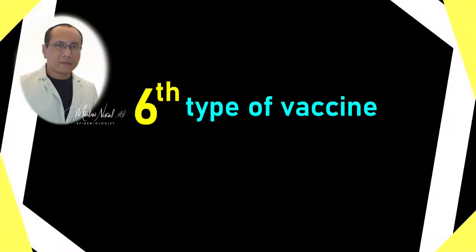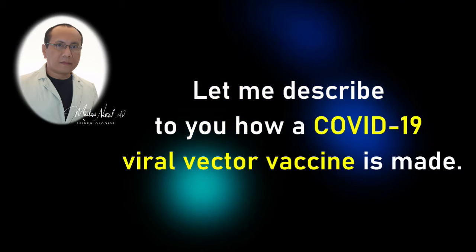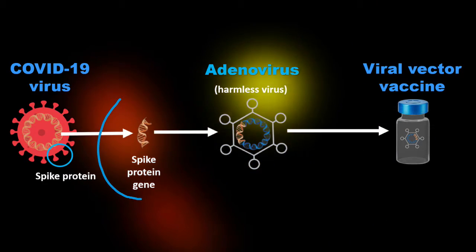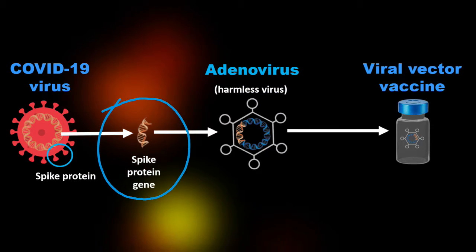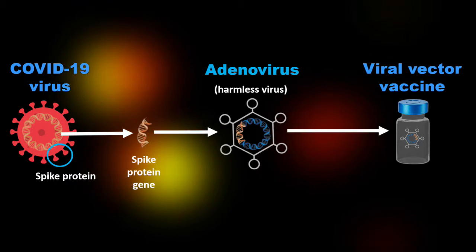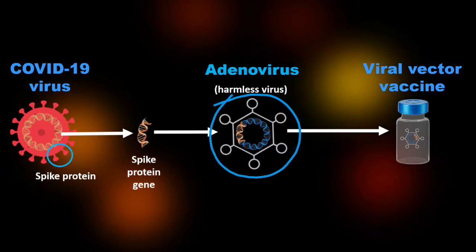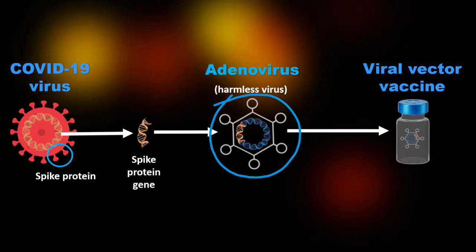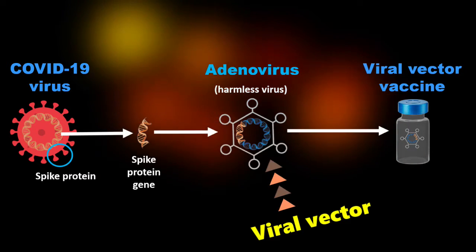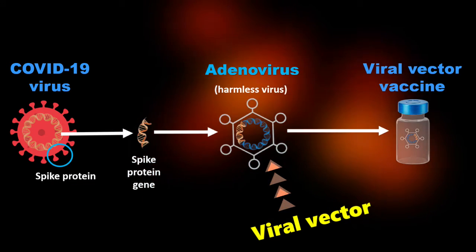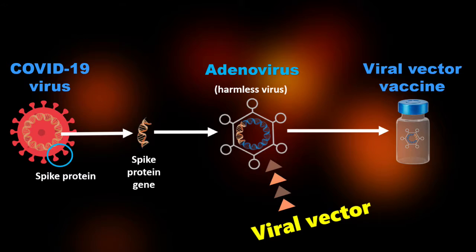The sixth type of vaccine is viral vector vaccine. Let me describe to you how a COVID-19 viral vector vaccine is made. First, genetic material is extracted from the spike protein of the COVID-19 virus. Second, the extracted spike protein gene is inserted into the gene of a harmless adenovirus. The virus is harmless because it cannot replicate, therefore, loses its ability to cause disease. The adenovirus now becomes a viral vector, meaning it serves as a vehicle to deliver the COVID-19 spike protein gene to the cells of our body.